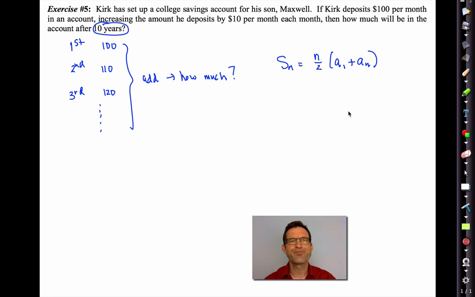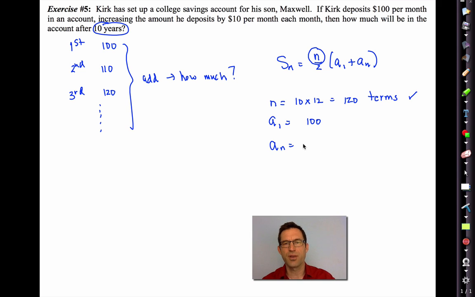Well, what do we know? Do we know the number of terms? Well, no, but I think I can figure it out, right? We've got 10 years, 12 months per year, 120 months, so 120 terms. So I've got that. Do I know the first term? Yeah, it's 100. Do I know the last term?